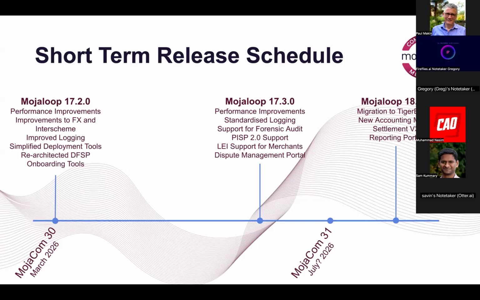Mojaloop 18 later in the year, we expect that to include, crucially, the Tiger Beetle change. And of course, that's the reason why we've gone through a major release, Mojaloop 18.0.0. And that will, of course, include a new accounting model, the settlement improvements, and also because there have been such fundamental changes, we'll need to update our reporting to match those changes, particularly around the new accounting model.